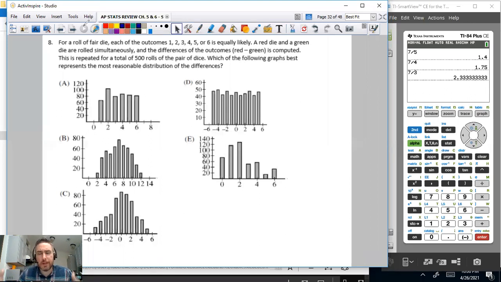Well, all right, let's think about what the outcome is. On average, if you roll dice and subtract them, think about where it should be centered. See if you can guess this one.